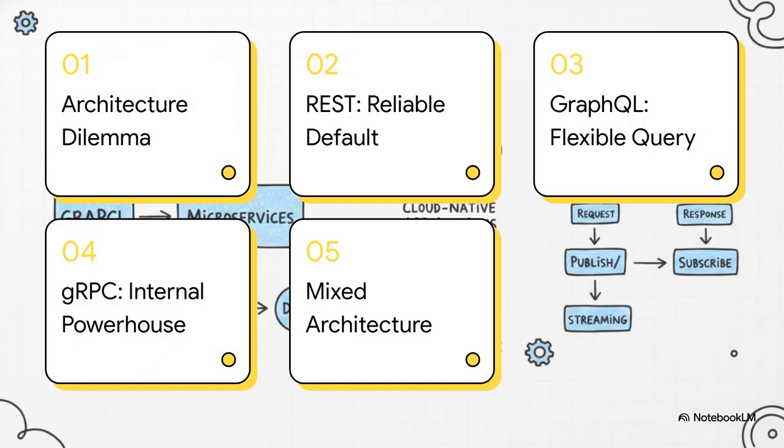So here's our roadmap for today. First, we'll look at the API architecture dilemma. Then, we'll break down REST, the reliable web default. After that, we'll explore GraphQL, the flexible query, followed by gRPC, the internal powerhouse. And finally, we'll wrap up with how to actually build a mixed architecture.